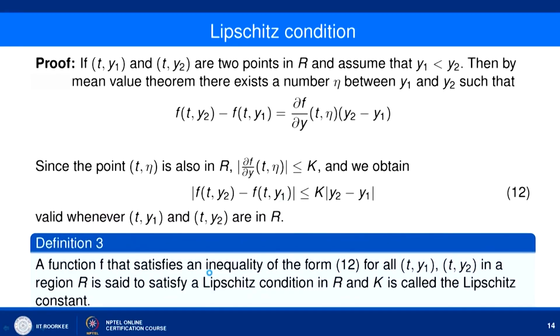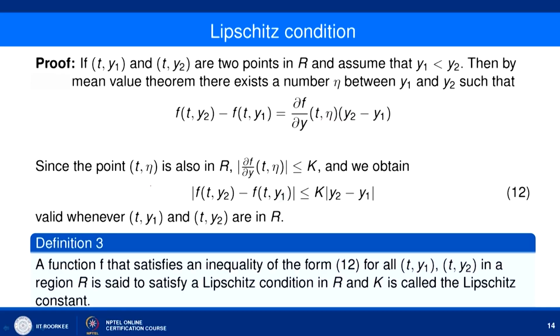So, first let us prove this lemma. Here, if (t, y1) and (t, y2) are two points in R, and assume that y1 is less than y2, then by the mean value theorem we can say that there exists a number eta between y1 and y2 such that f(t, y2) minus f(t, y1) is equal to del f by del y at (t, eta) times (y2 minus y1).